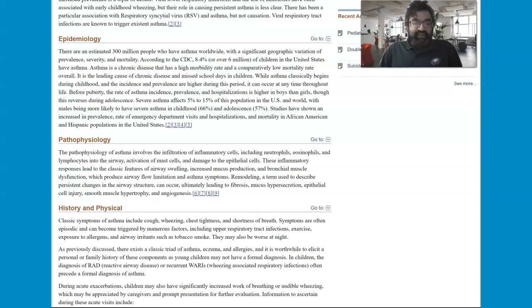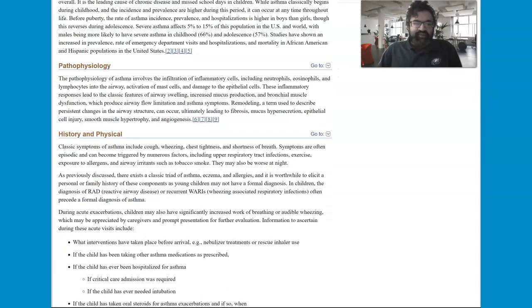Cough, wheezing, chest tightness, and shortness of breath are classic symptoms of asthma. Triggers include upper respiratory tract infections, exercise, exposure to allergens, and tobacco smoke. These get worse at night. Reactive airway disease or wheezing associated with respiratory infections can precede a formal diagnosis of asthma. Again, the classic triad of asthma, eczema, and allergies helps elicit a personal or family diagnosis.